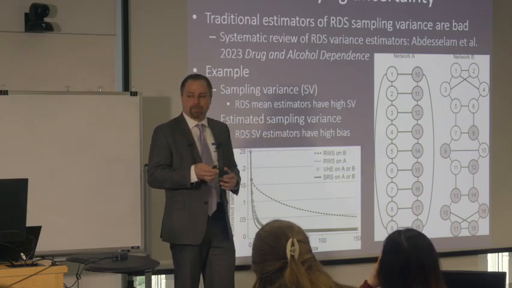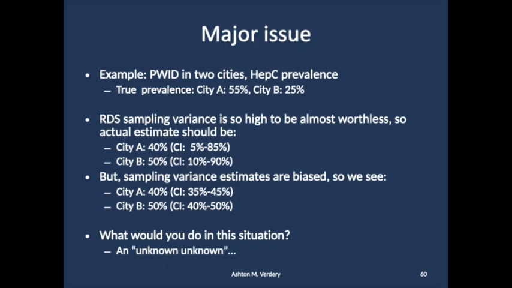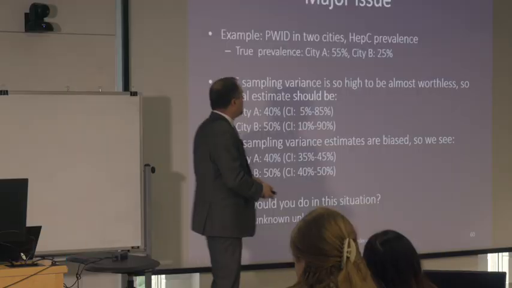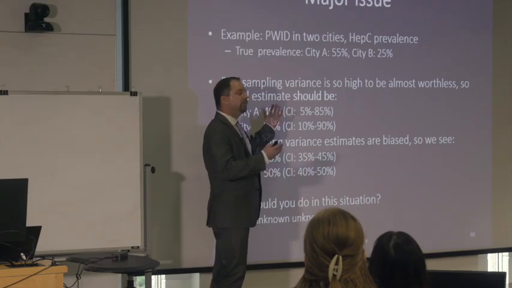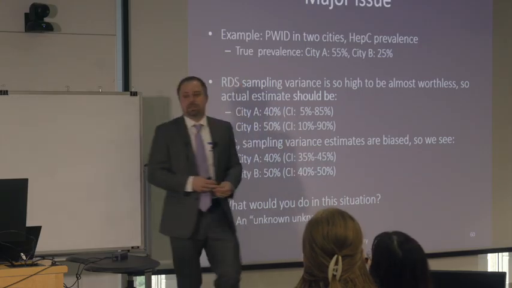And that's a big problem for RDS. I'll give an example of why that would be a problem. Imagine we have people who inject drugs in 2 cities, and you're interested in looking at hepatitis C prevalence. These are totally made up numbers, but imagine city A has 55% hep C prevalence, city B has 25% hep C prevalence.